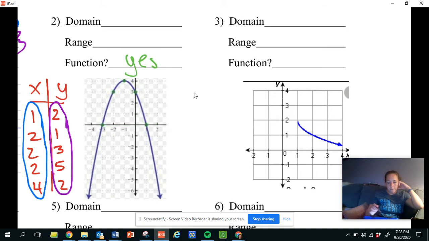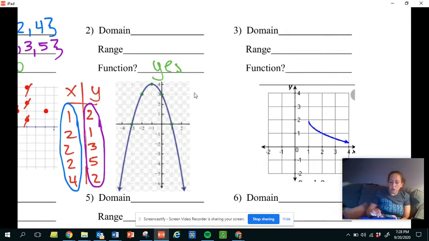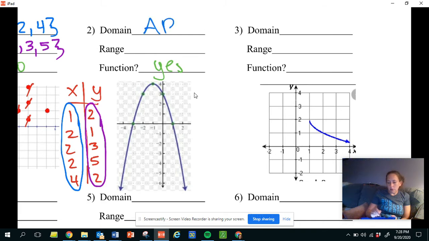So for domain here, if you'll notice, both left to right, there are arrows. So if there's arrows going in both directions, whether you're talking left to right or up and down, that's when you use all real numbers. Okay. For my range, I'm looking, there's no boundary at the bottom, right? But there is a boundary at the top.